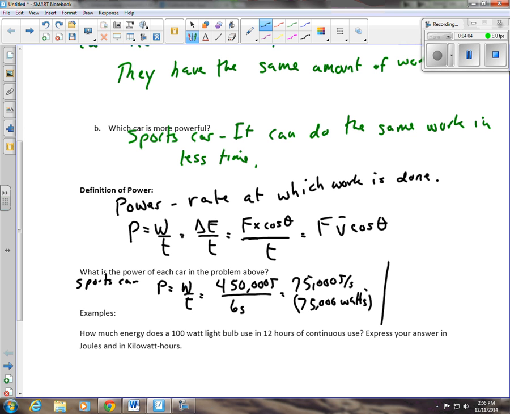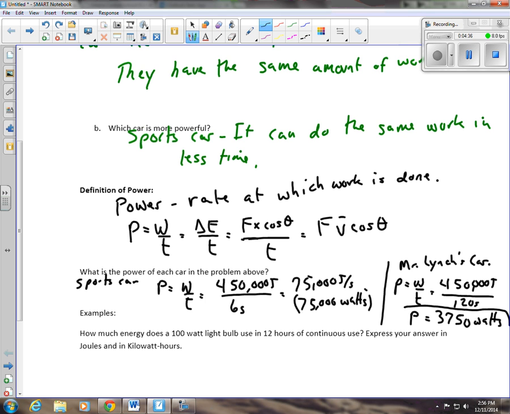Now, if we do Mr. Lynch's car quickly, it's going to be P equals W over T. It's the same 450,000 joules divided by the time. This time is 120 seconds, and we get 3,750 watts. So about the power of a toaster.